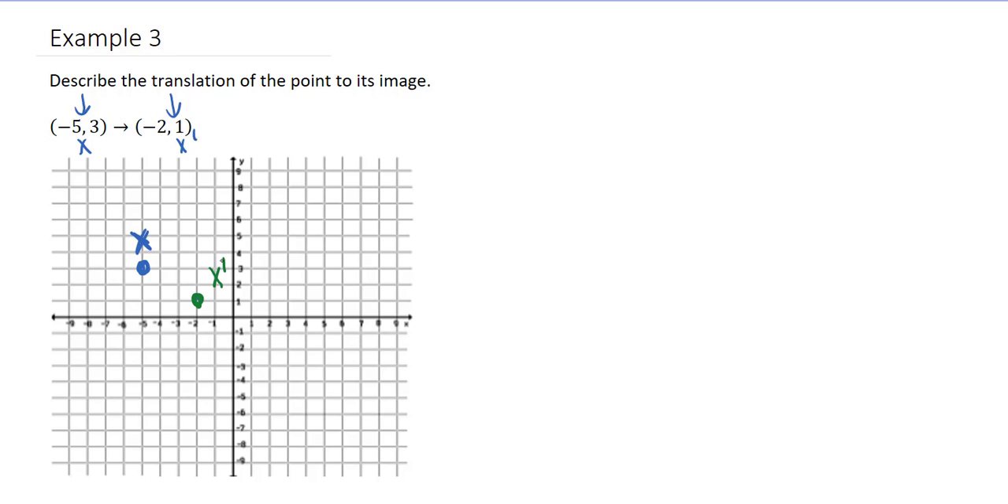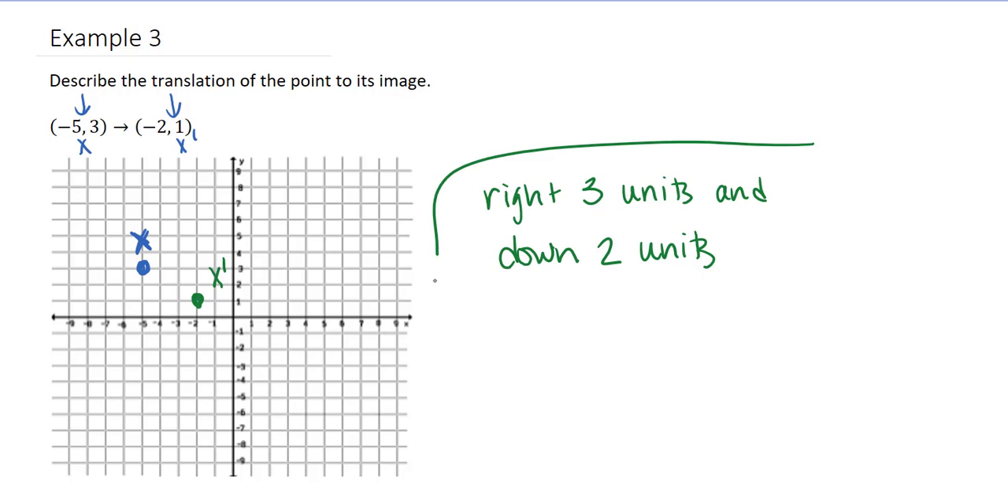So let's describe this. Going from x to get to x prime, we have to go over 1, 2, 3. So we go to the right 3 units. And then we have to go down 1, 2 units, down 2 units. And that's how we would describe this translation. This is still on a coordinate plane. Before, we had a plane where the points weren't labeled, but this one has a coordinate plane to tell us exactly where these points are.